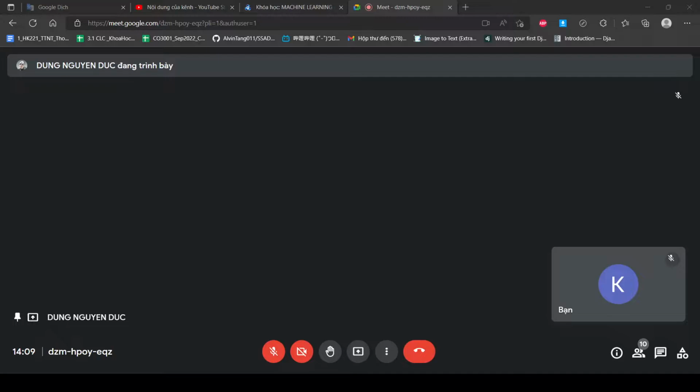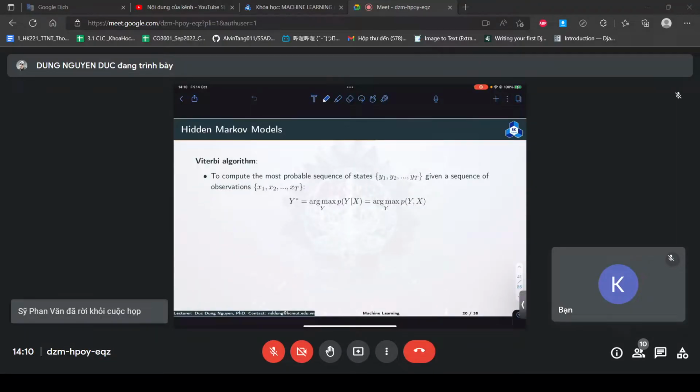This item is essential in hidden Markov model because it allows you to predict the optimal sequence of hidden states given the sequence of observations. And the problem of estimation now turns out to be the problem of estimating the sequence of states y that can maximize the probability of y given x.